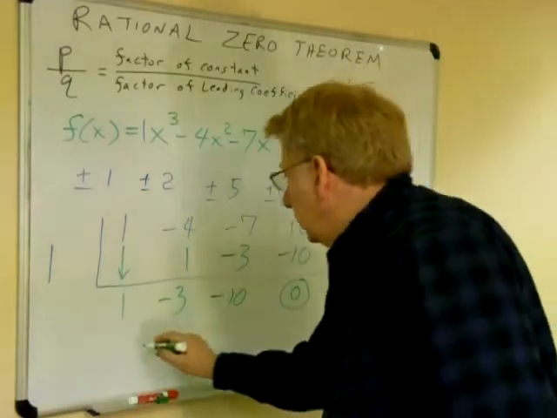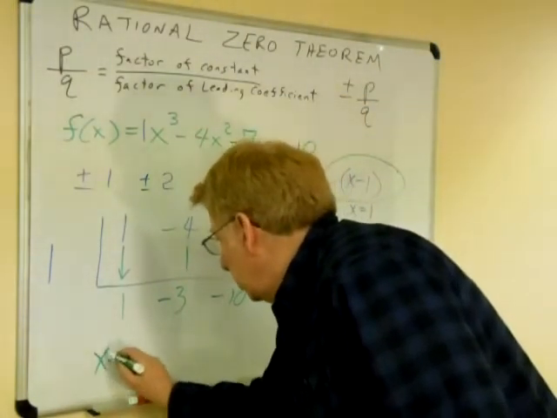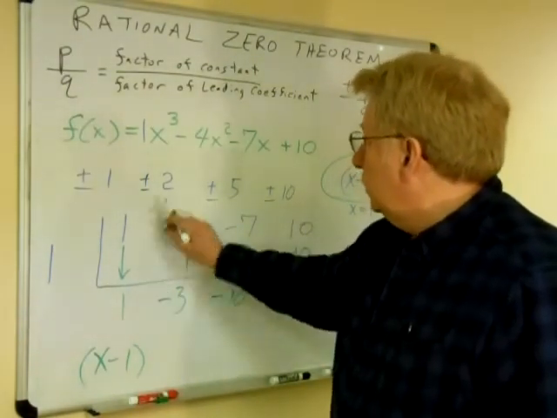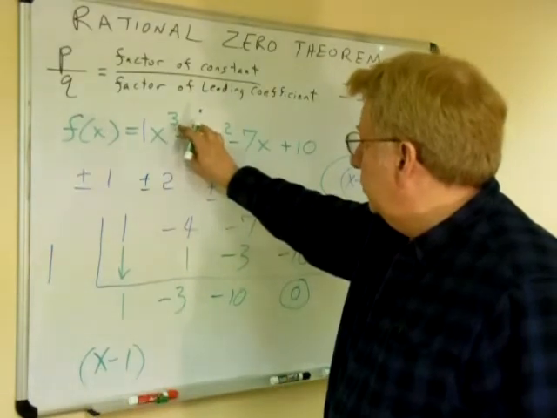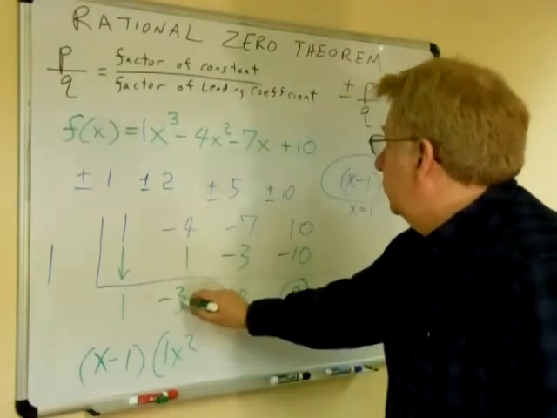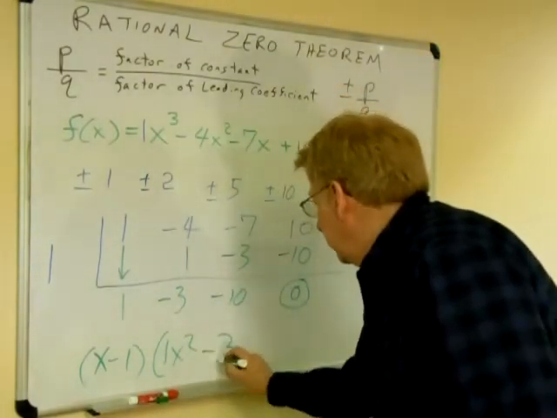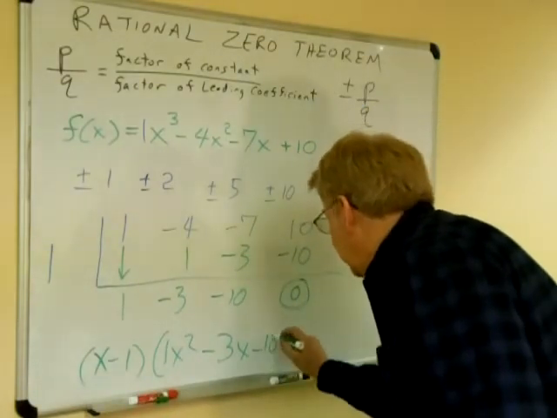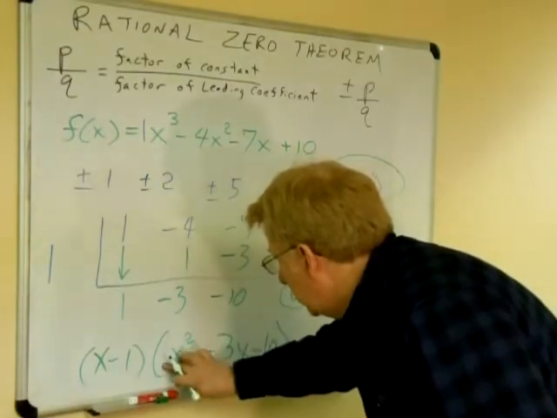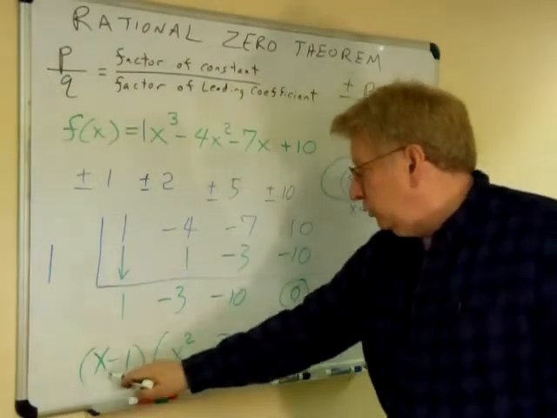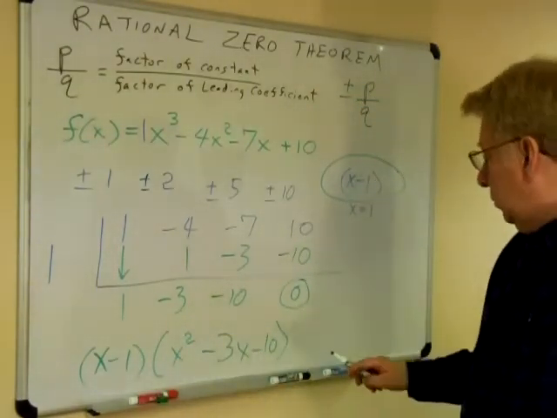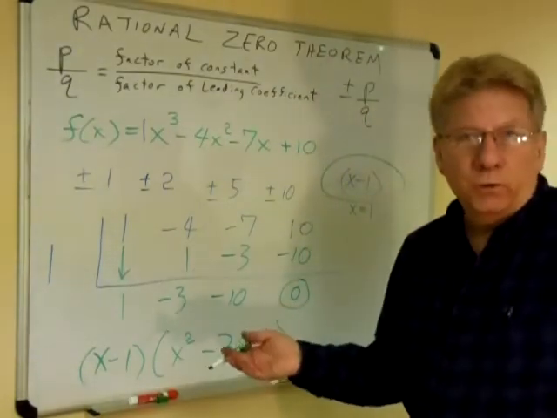So what we have at this point is the x minus 1, and we take a look at these numbers here, and the exponent will be 1 less than the highest exponent, so that would be 1x squared, minus 3x, and then minus 10. I have to excuse my writing here. We don't need the 1 in there. So here was the binomial factor, and here's the trinomial that's left. Now, with the trinomial that's left, we may be able to factor it further.